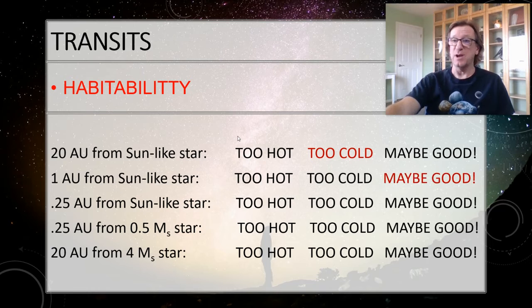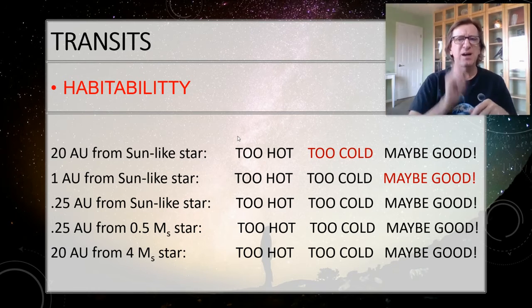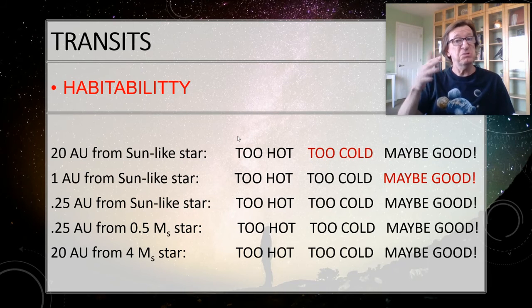Well, that's maybe good, right? Because Earth is 1 AU and we have a sun-like star and we're habitable. Does not mean it's habitable. Keep that in mind. Just because it's at 1 AU does not mean it's habitable, but it does mean that it's something I want to look at. And so you go back and you continue on with your analysis from that one. How about if it's 0.25 AU from a sun-like star?